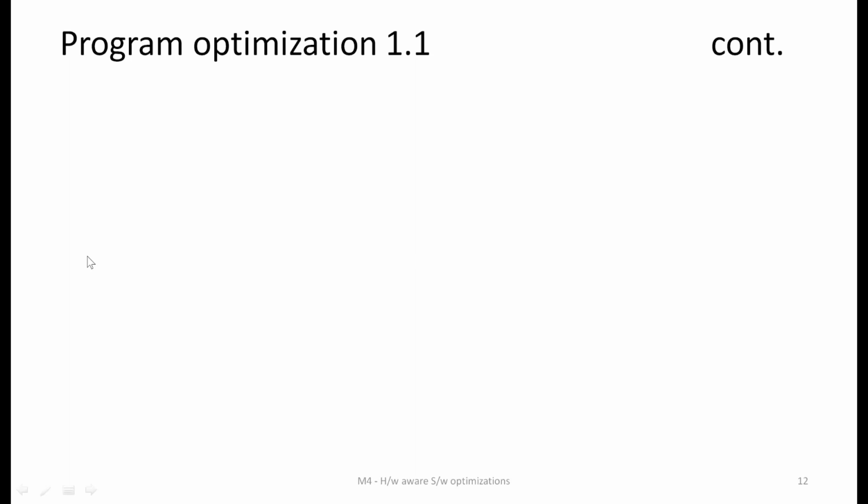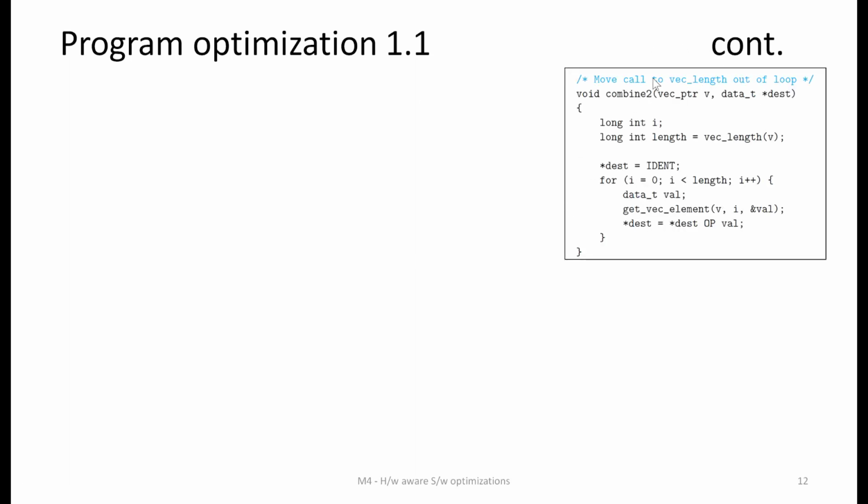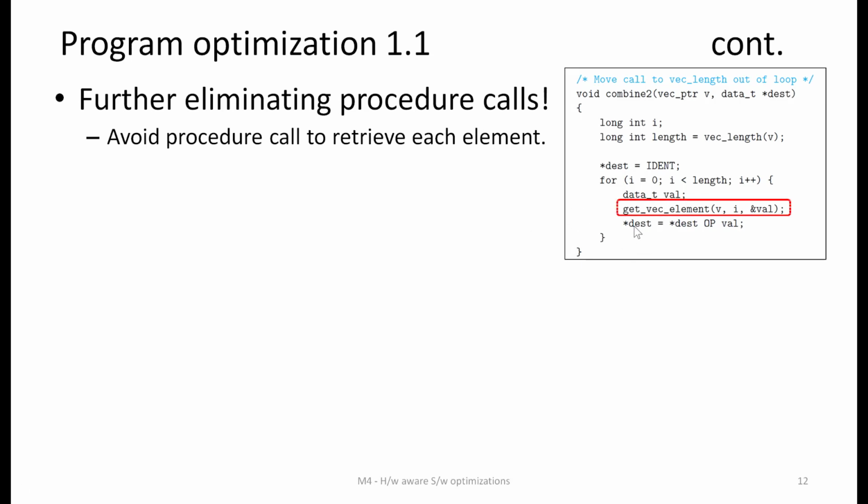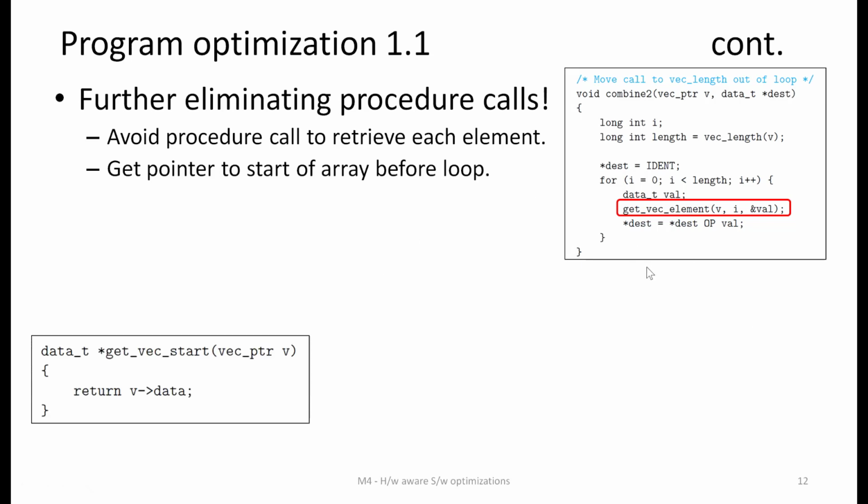Another related program optimization: we start with the combine2 code, wherein we move the vector length out of the for loop. We can reduce the procedural calls even further. Here the function call we are making to retrieve each element is get_vector_element, wherein we are sending the index i, and the value of the element will be assigned to variable val that we are going to use right after. But if we get a pointer to the beginning of the array before we enter the loop, probably we can use the pointer to move across the array instead of making a function call.